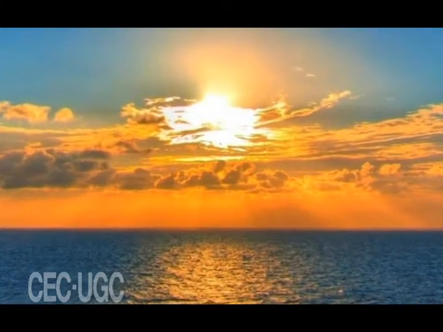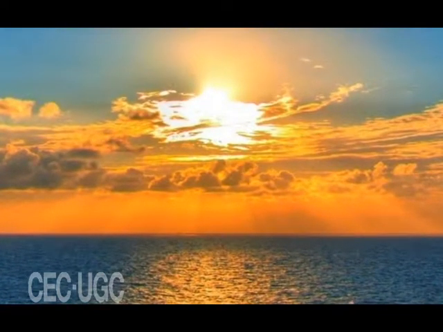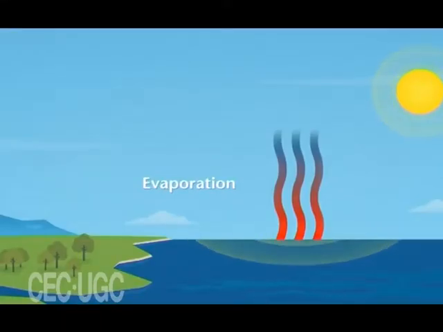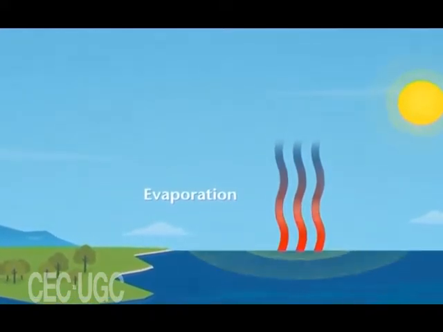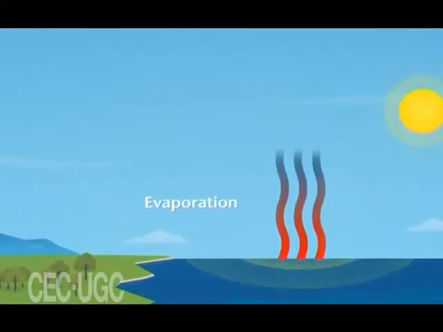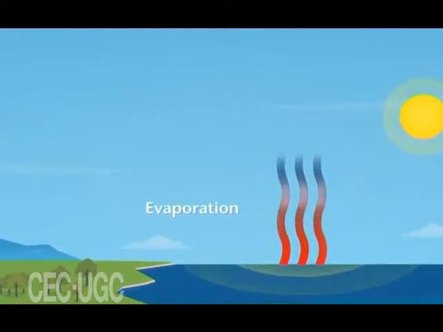Various events can contribute to change in the density of seawater. Salinity can decrease from the melting of polar ice or increase from the freezing of polar ice. Evaporation increases salinity and density, while the addition of fresh water decreases both salinity and density.